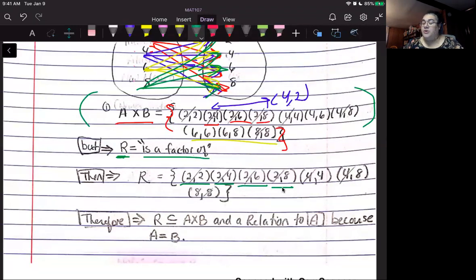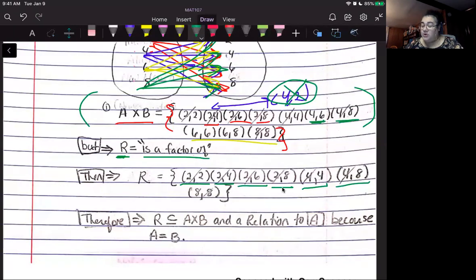Now, here's one of the reasons why the 4, 2, this right here, doesn't make it into our relation, because is 4 a factor of 2? No, it's not. So it does not make it into our relation. But is 4 a factor of 4? Yes, it is. So it makes it into our relation, okay? Is 4 a factor of 6? Now we're looking over here. No, it's not. So that's why it doesn't make it into our relation. But is 4 a factor of 8? Yes, it is. So it makes it into our relation.